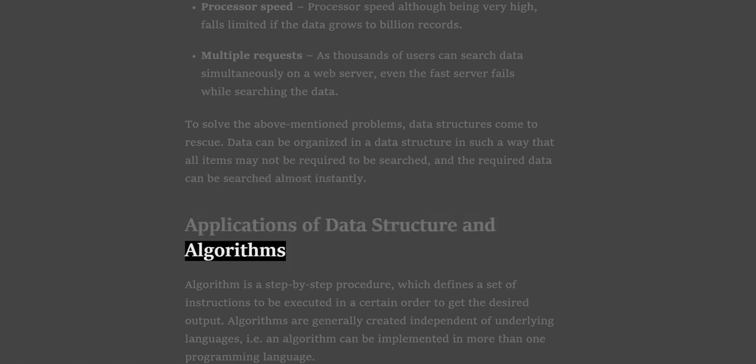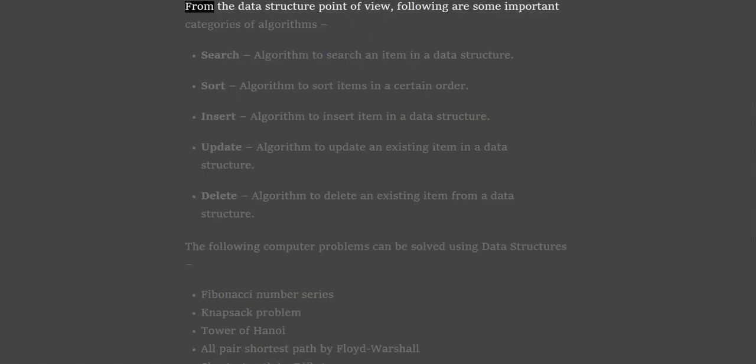Applications of data structures and algorithms. An algorithm is a step-by-step procedure, which defines a set of instructions to be executed in a certain order to get the desired output. Algorithms are generally created independent of underlying languages, i.e., an algorithm can be implemented in more than one programming language. From the data structure point of view, following are some important categories of algorithms.